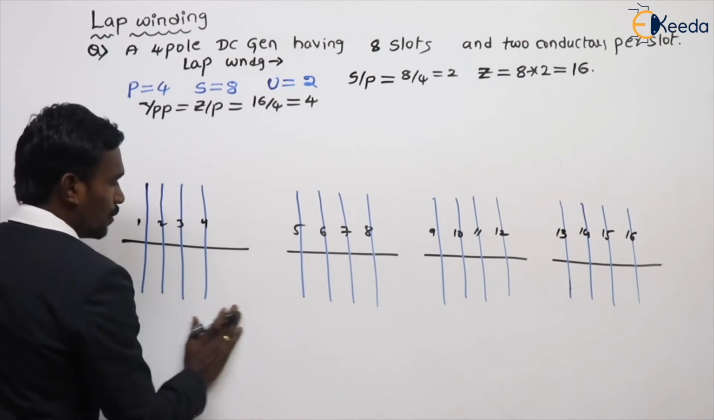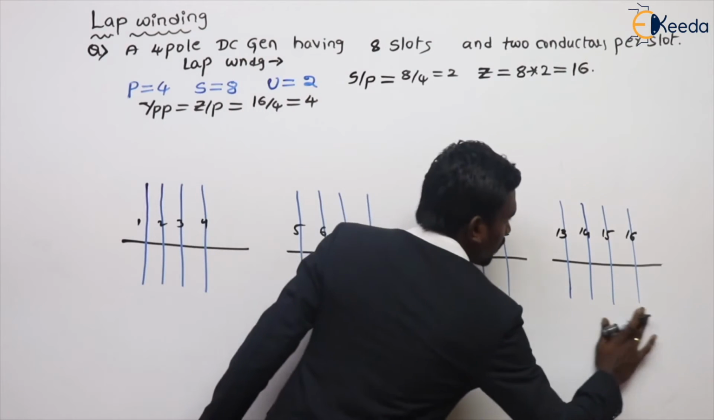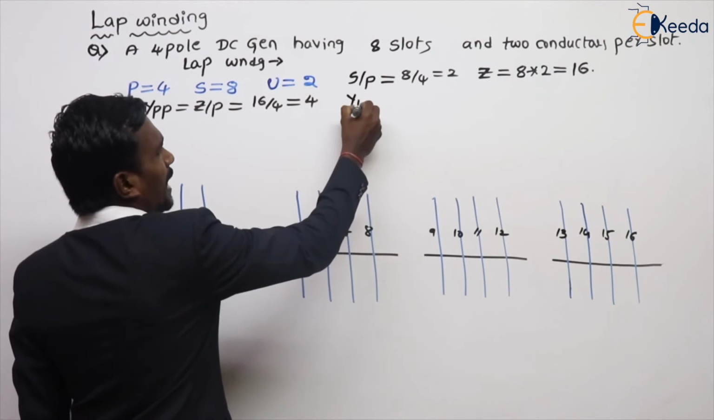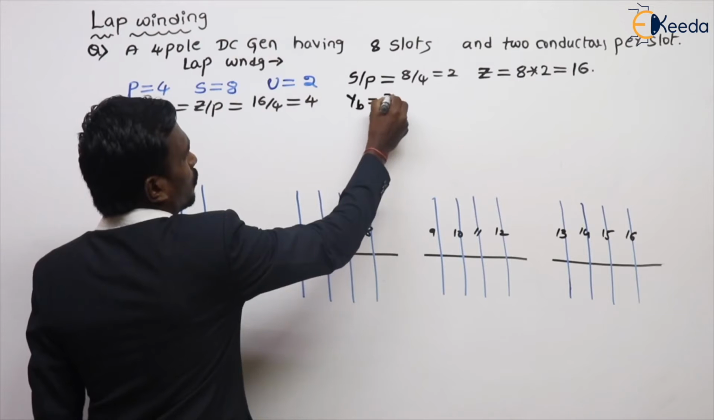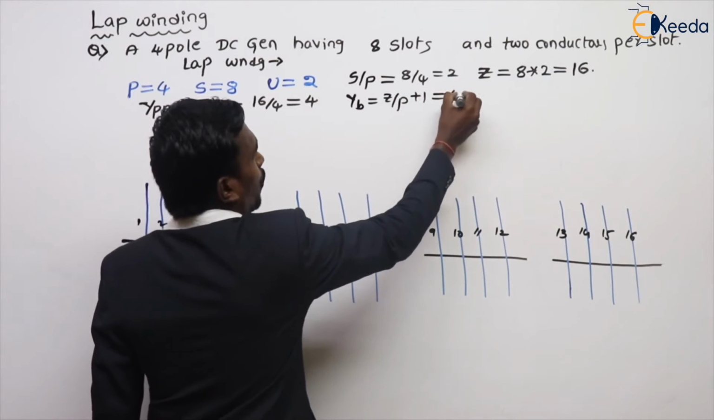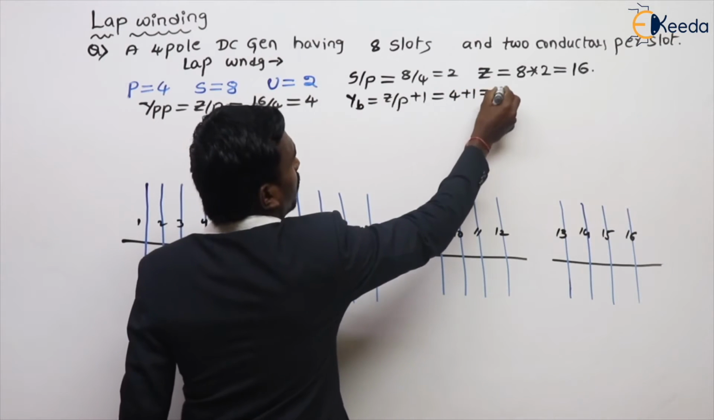Okay. Now, I want the back pitch. What is the formula for back pitch? Back pitch is equal to Z by P plus 1. Nothing but 4 plus 1. Nothing but 5.